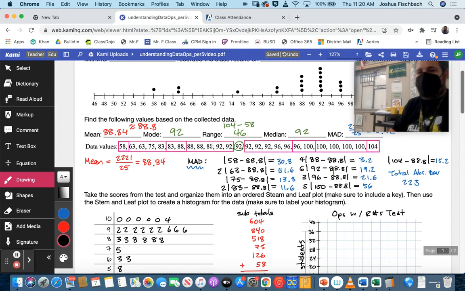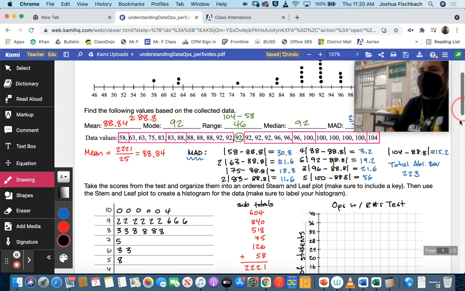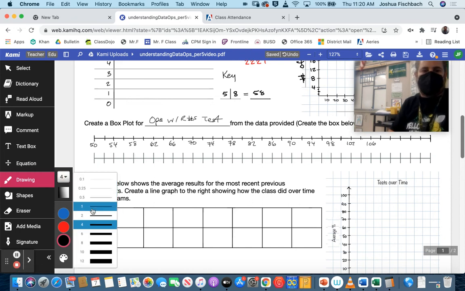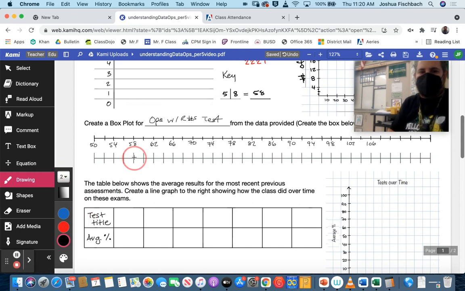The lower extreme is 58. The upper extreme is 104. So let's put those on first. That's what this bottom thing is for. So we got 58. That's our lowest value. That's a little bit thick, huh? Let's change it to 3 or 2. So we got 58. Our maximum score was 104. That was our upper extreme. Remember what our median was? Our median was 92. So that's going to be right there.